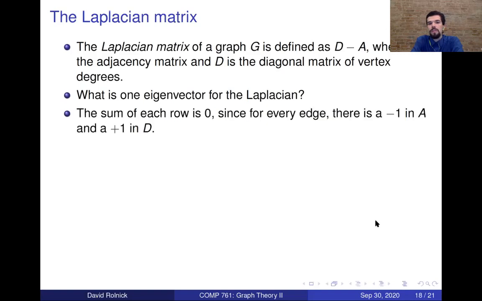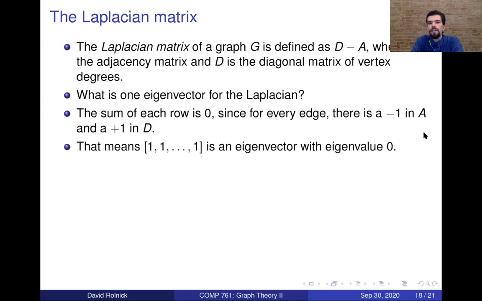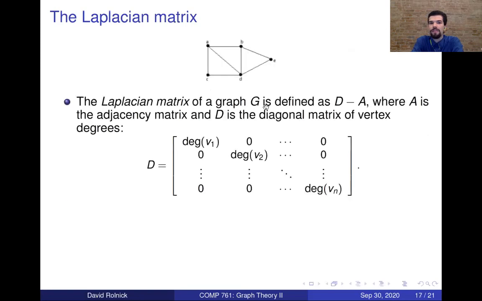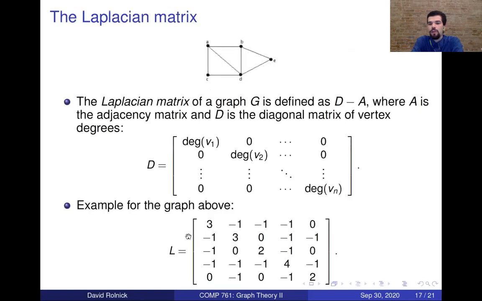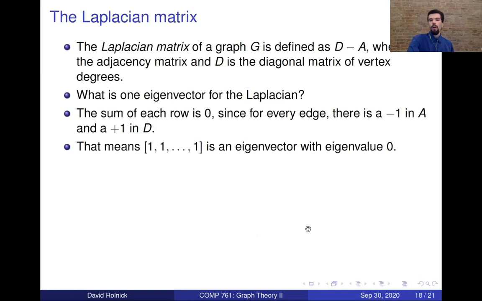So, since the sum of each row or the sum of each column is 0, then 1, 1, 1, 1, 1, 1, 1 is an eigenvector with eigenvalue 0. Because if you multiply that vector by this matrix, you just get the sum of the columns. Okay. So we have an eigenvector with eigenvalue 0. We hadn't seen that before. It's cool.